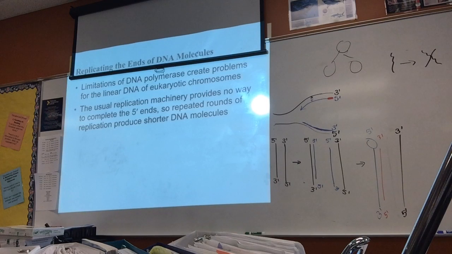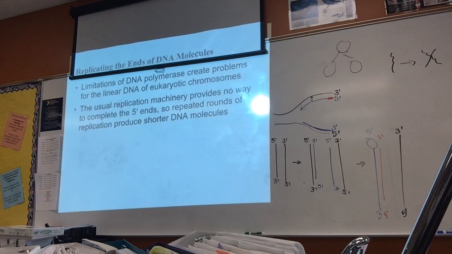So every single time your cells divide, the ends of your DNA get shorter and shorter and shorter. Do you see where that could be a problem eventually? Eventually, it could go into your genes, which are making your proteins, and that can be a problem.